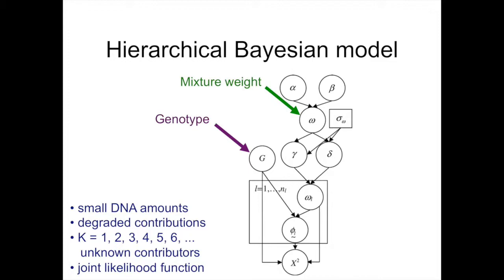So the model can handle small DNA amounts. There are models for decay curves to create a DNA. It goes out to 5, 6, or 7 unknown contributors. And if you have multiple evidence, that can be combined using a joint likelihood function.